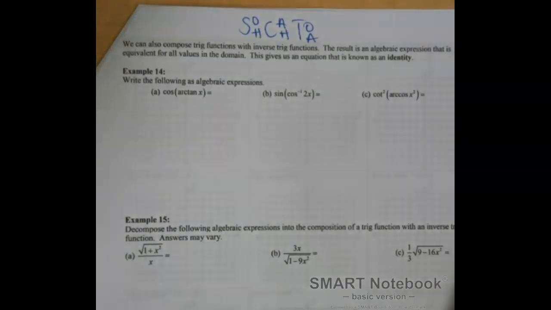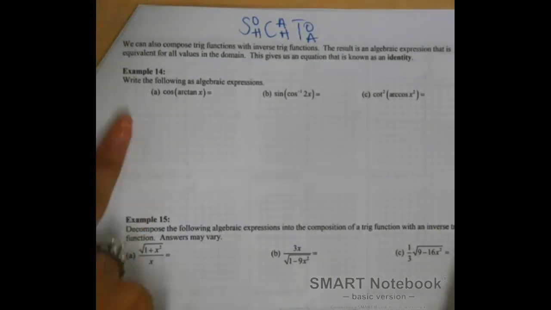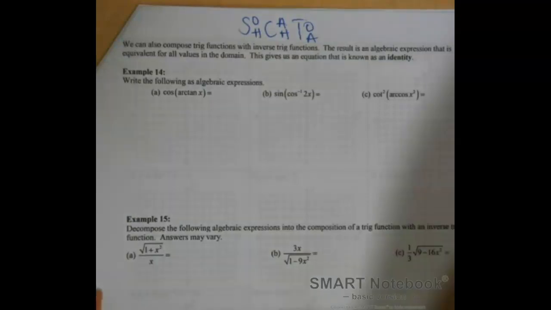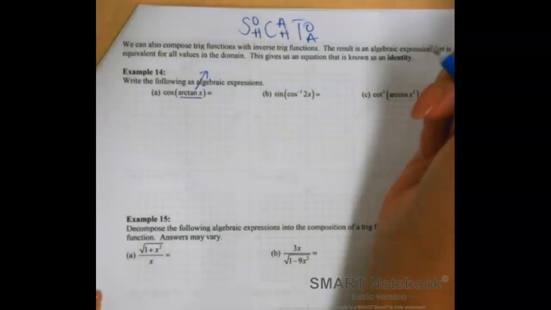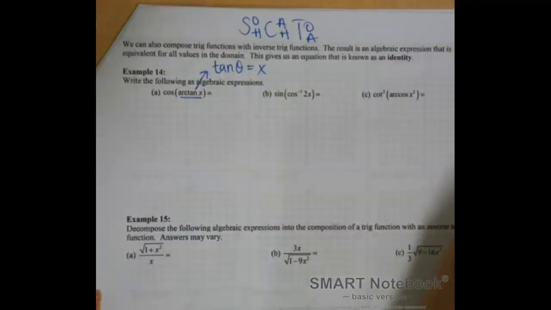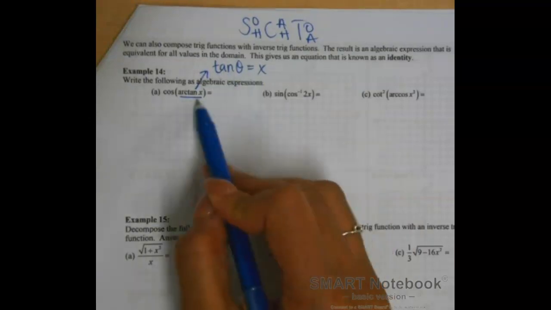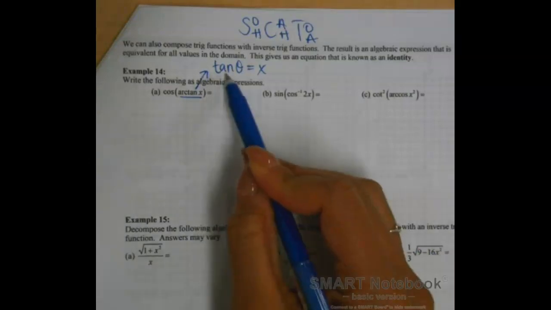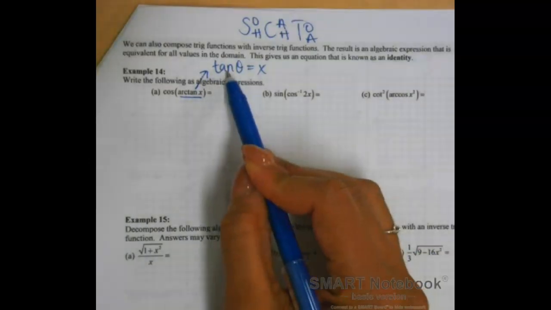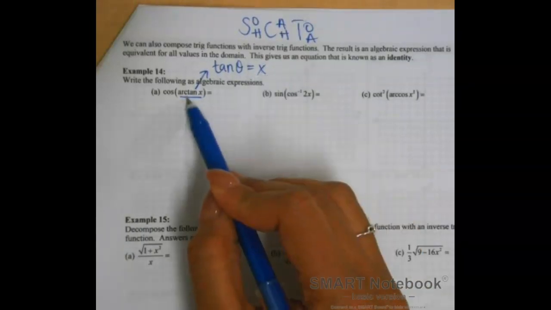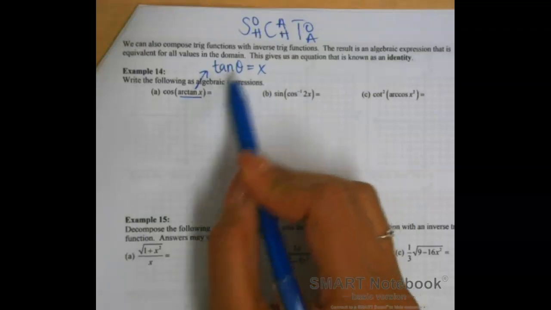So for example A, I'm going to do all three questions, but I'll start with this one. You have cosine of arctangent of x. Okay, so arctangent is the same thing as tangent inverse, and arctangent of x is the same as tangent of theta equals x. Think about it. Why is this the exact same as this? How did we get theta by itself? What do you do with the tangent? You do the inverse. If you do tangent inverse on each side, this side will become tangent inverse of x, which is the same thing as arctan of x.